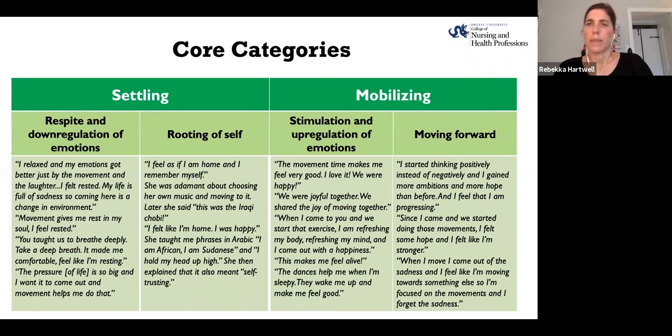And then out of this mobilizing, and this was more from the interviews afterwards, at the end, participants mentioned that they felt mobilized and almost hopeful about moving ahead in their lives. So here are some comments. I started thinking positively instead of negatively, and I gained more ambitions and more hope than before, and I feel that I am progressing. Since I came and we started doing these movements, I felt some hope and I felt like I'm stronger.